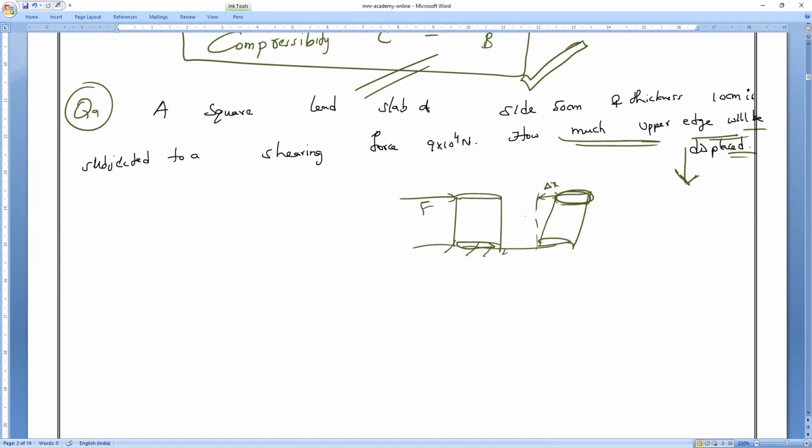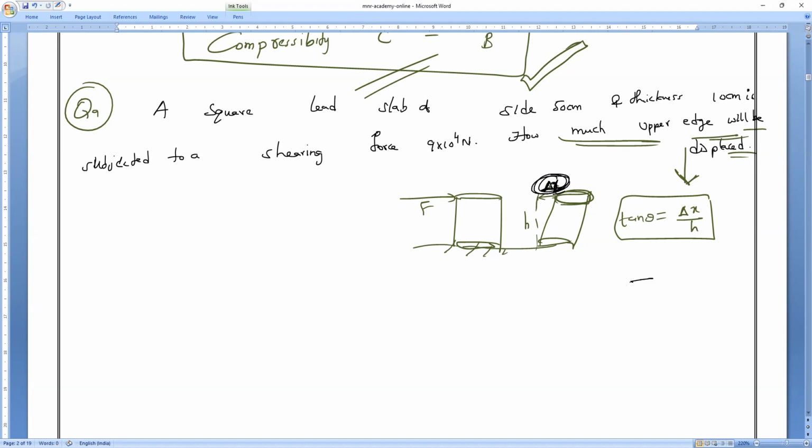Delta X and the height of the cylinder H, I will take it. Then tan theta is equal to delta X by H. Am I right, Pradosh? Remember? Yes, everybody. We want to calculate how much the upper edge will be displaced. We have to calculate the delta X.